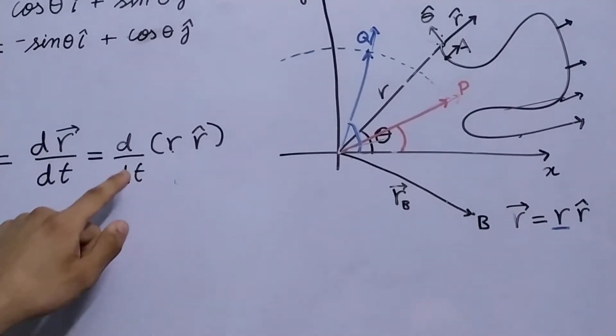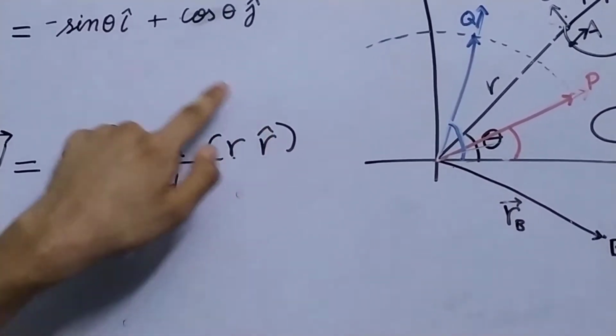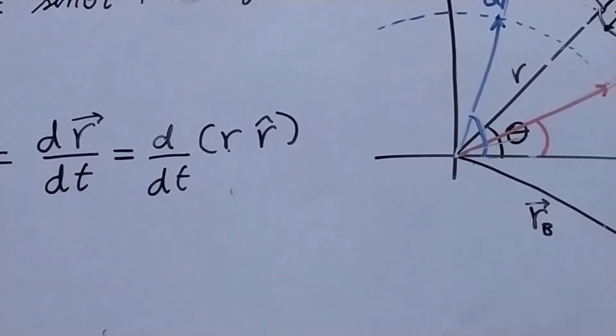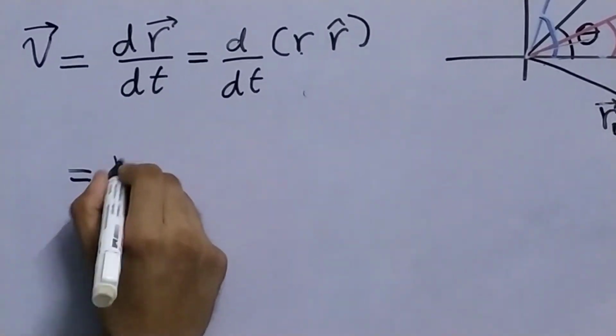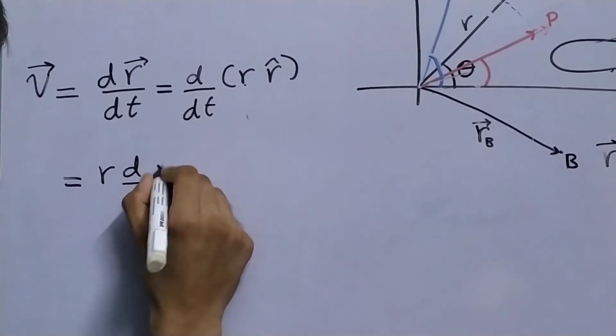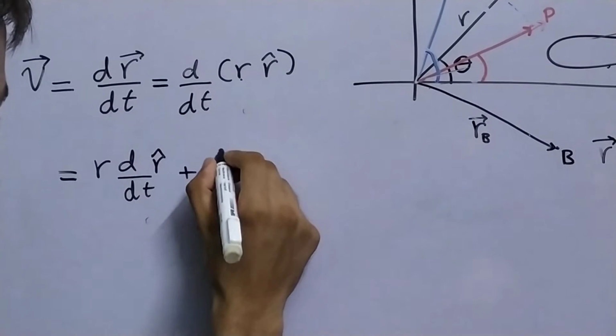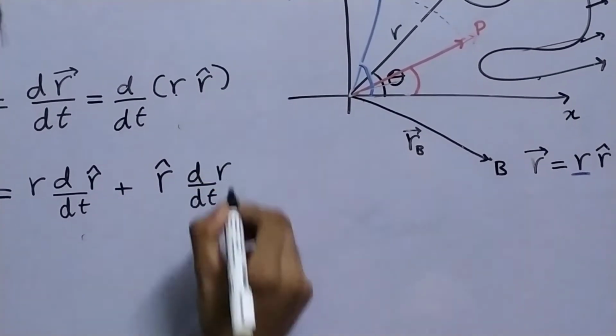So we will be using the product rule to differentiate this expression. We cannot pull anything out of this differentiation yet. So what does the product rule say? Keep the first function constant, differentiate the second, and then keep the second function constant and differentiate the first.